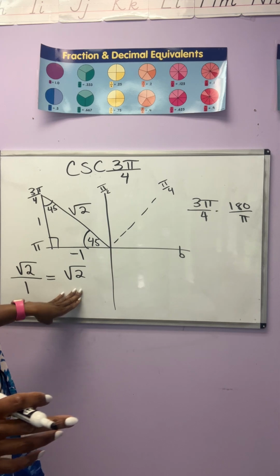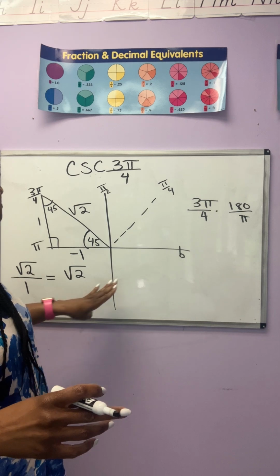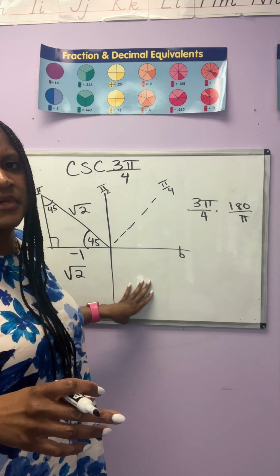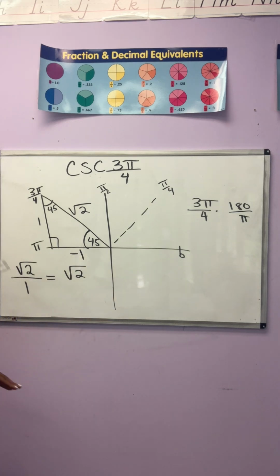Also, tangent is positive in the third quadrant, and cosine and secant are positive in the fourth quadrant. So yeah, so this is positive square root of 2.